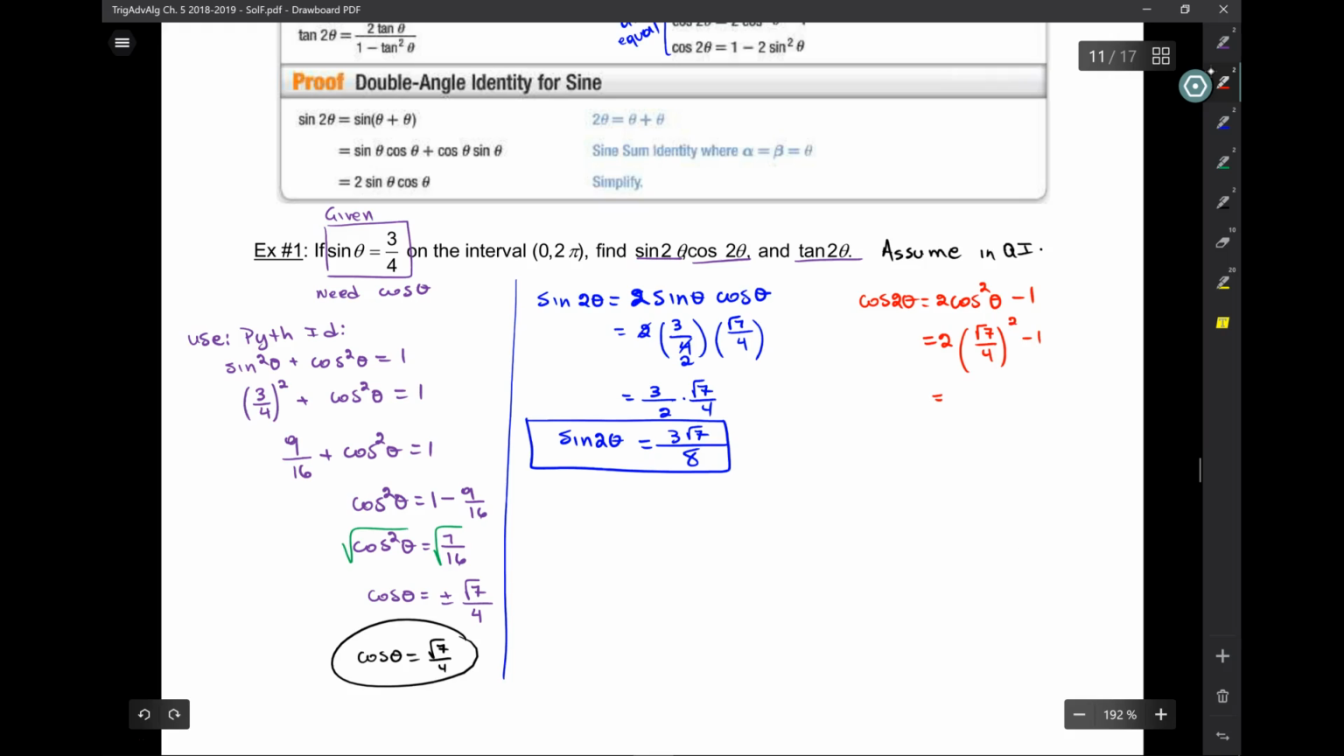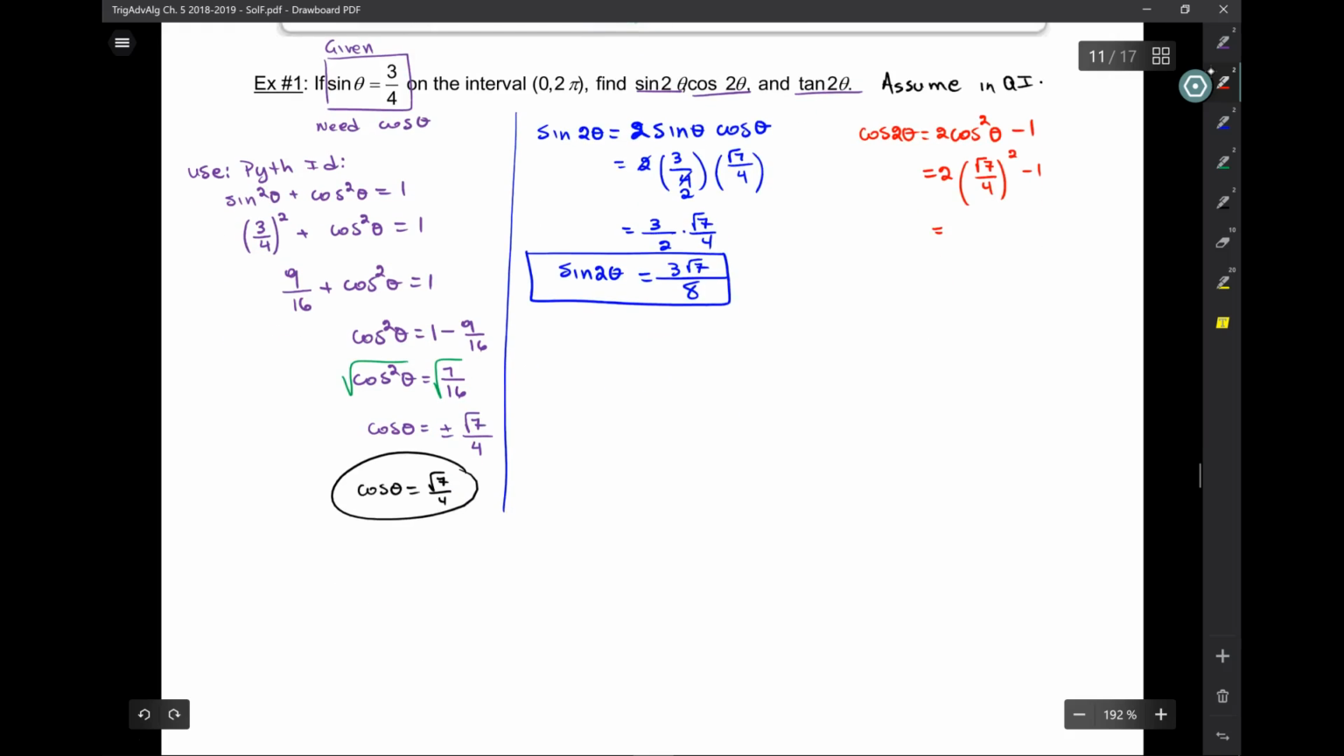And then go slow. Don't rush through this. 2 times 7 over 16. Right? Why 7? This square belongs to the root 7, and then it makes the square root go away. And the 2 also belongs to the 4. Minus 1.